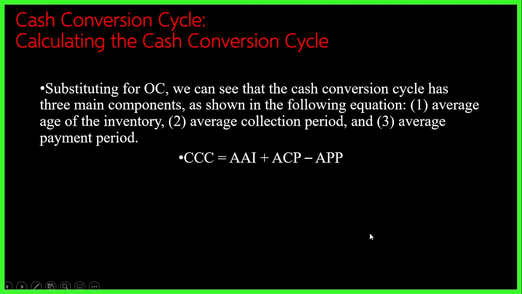This is actually the main objective of working capital management, to reduce the cash conversion cycle, so that you will increase your profits, and at the same time you'll be able to balance the risk involved. That's why most of the strategies involved in working capital management will focus on these three elements. So how do you reduce your cash conversion cycle? Well, you have to reduce the average age of the inventory.